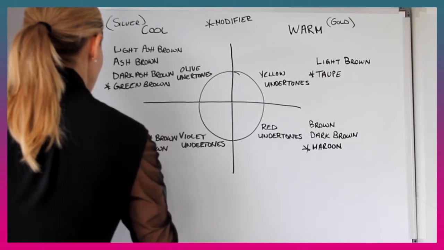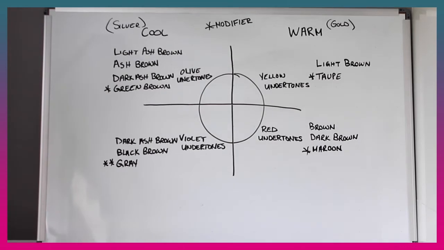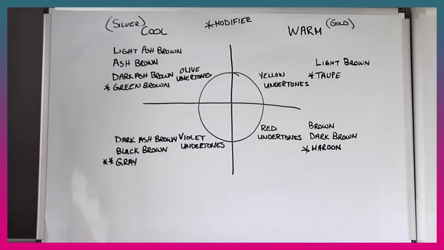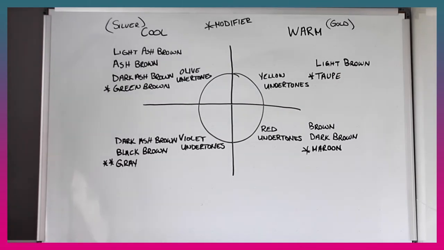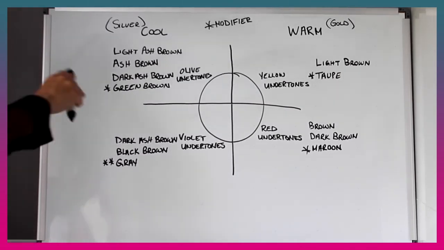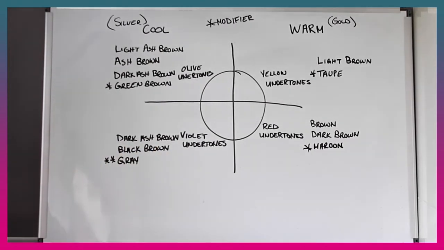Put 2 stars near gray. It can be used as a modifier. It can also be used as a straight color. It is the only one that can be used as both. It's an exception to the rule, okay? So for green, brown, taupe, and maroon, you will never ever tattoo somebody with those straight colors.